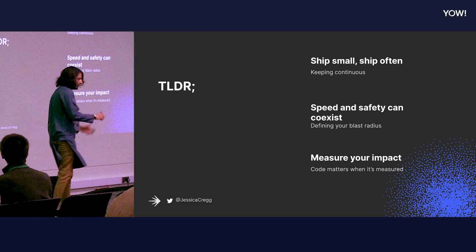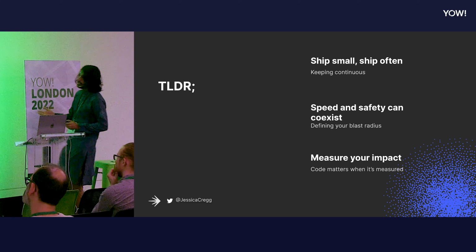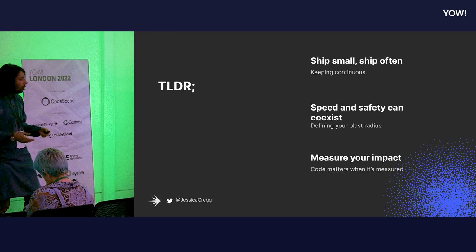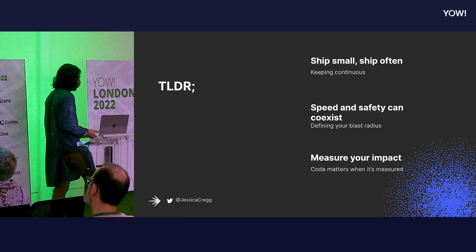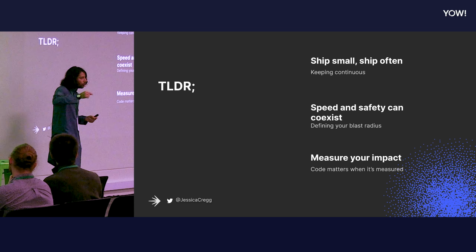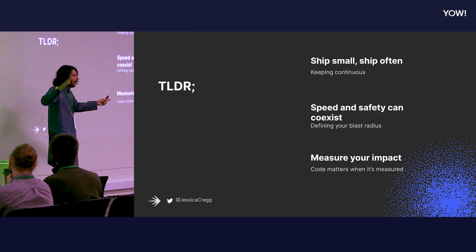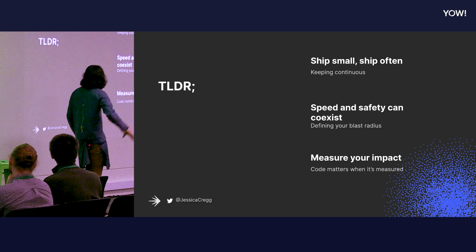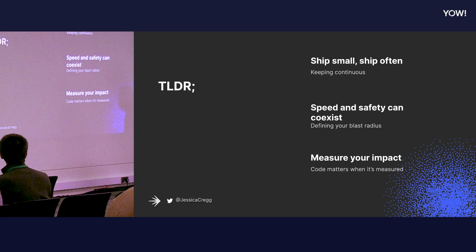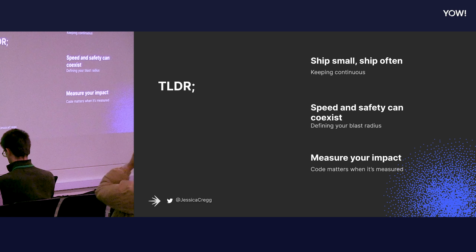So, TLDR of all of this is ship small and ship often. Continuously rolling out software updates or new features is easy when you do it often and incremental. None of these big, massive eBay yellow to white changes. Redefining the way you think about speed and safety. They can coexist. They are not antonyms of each other. It's just finding the way to do it safely, that you can bridge speed and safety. And also, always measure your impact.